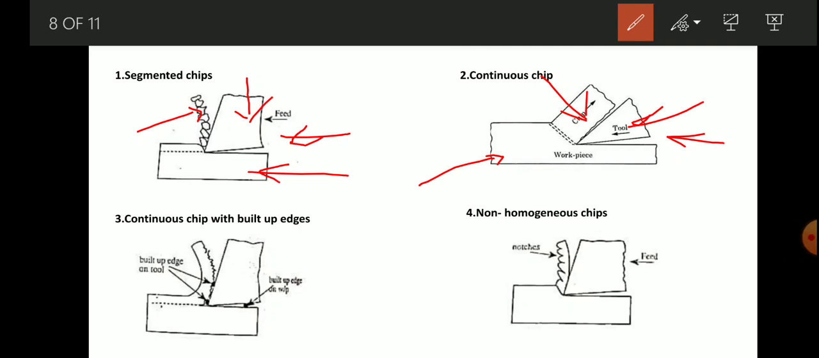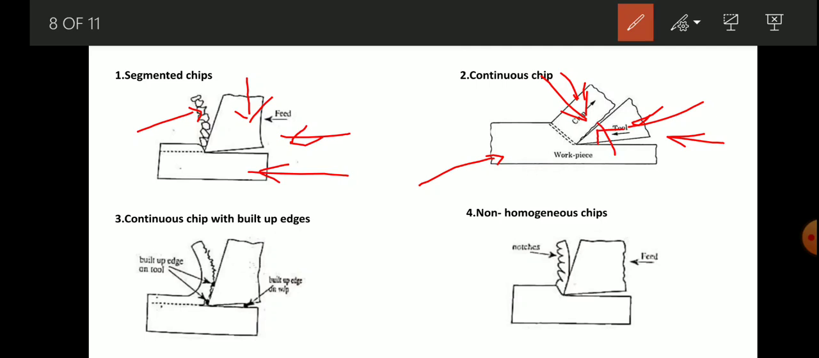The upper side of the chip has small notches, and the lower side is smooth and shiny. It has low friction. It takes low power consumption, and gives longer tool life and good surface finish. Okay, this was about continuous chip.